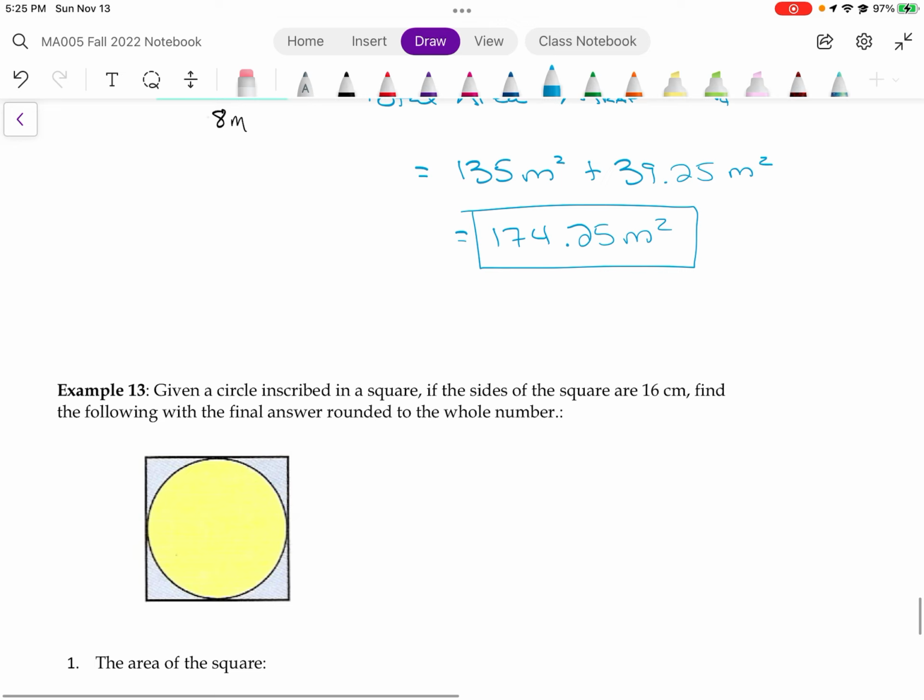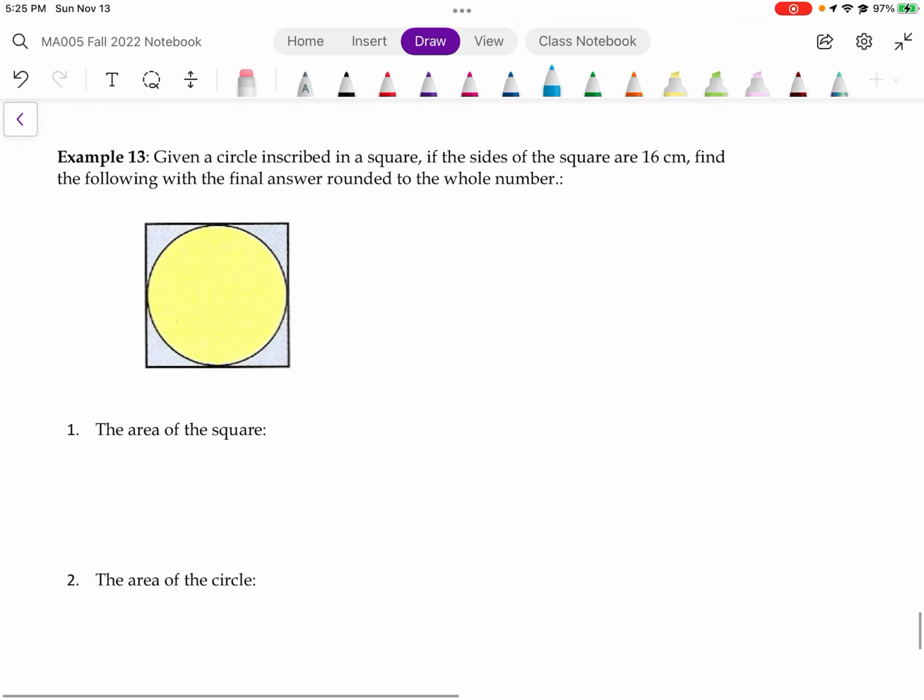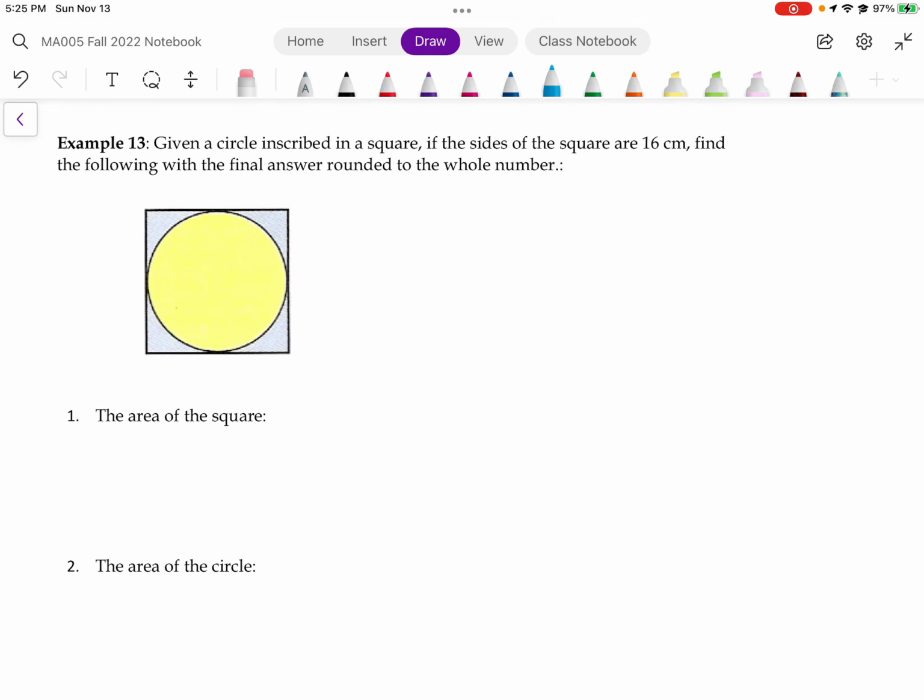All right, last one. You will see a problem like this in some of the homework. Given a circle inscribed in a square, if the sides of the square are 16, so I'm going to label this 16 on every side, right? It's a square. Find the following with the final answer rounded to a whole number. So you don't want to round until you get to the final answer. All right, what is the area of the square? So the area of the square is the side squared, which is 16 squared, which is 256.